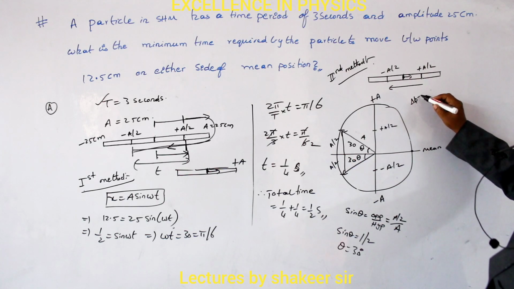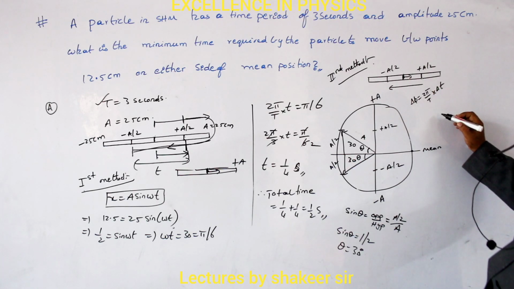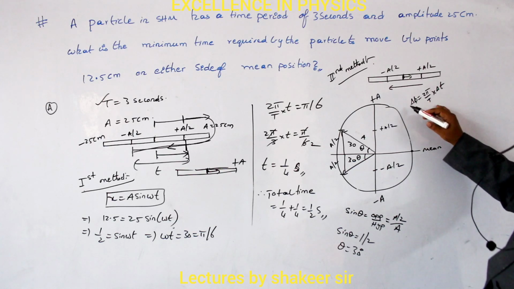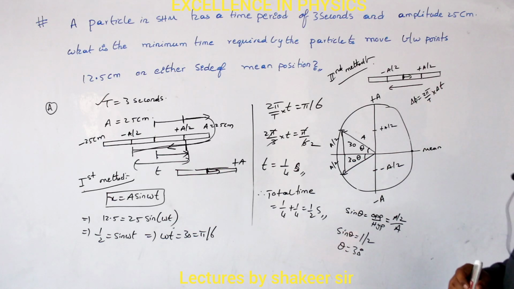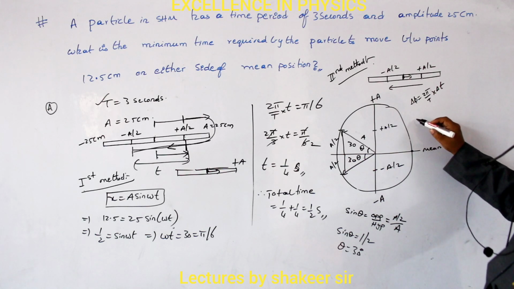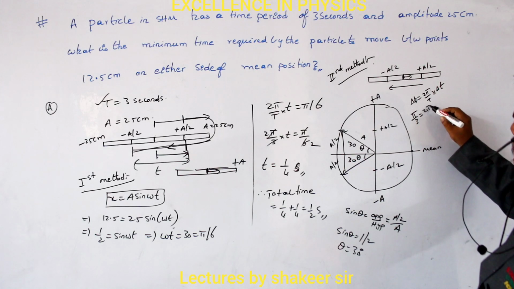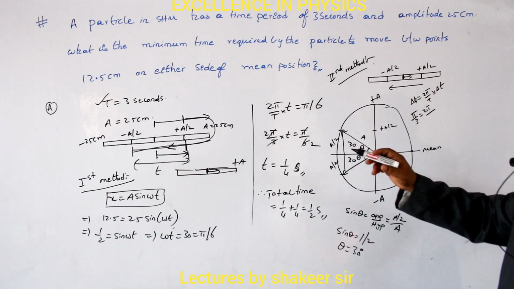So phase difference is equal to 2 pi by capital T into delta T. This is the relation which we have written, the relation between phase difference and time difference. Clear? So therefore, phase difference is how much? 60 degrees. So 60 degrees can be written as pi by 3 is equal to 2 pi divided by capital T. Capital T is the total time.